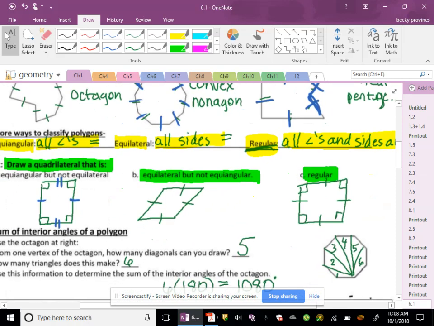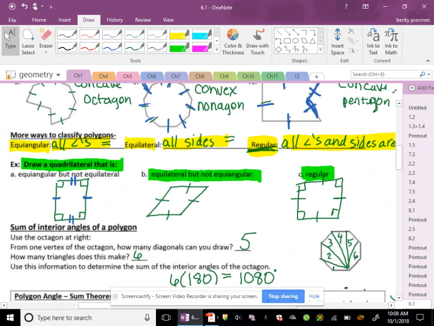Okay, so the question here is, let's find the sum of the interior angles. From one vertex, and you can pick any vertex, how many diagonals can you draw? And obviously, I drew 5. Here's how I figured it out. 1, 2, 3, 4, 5.